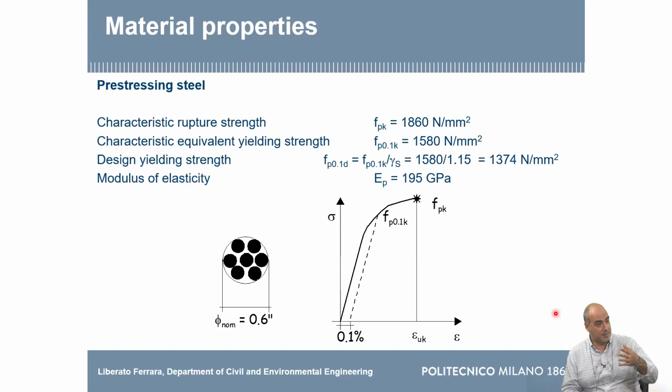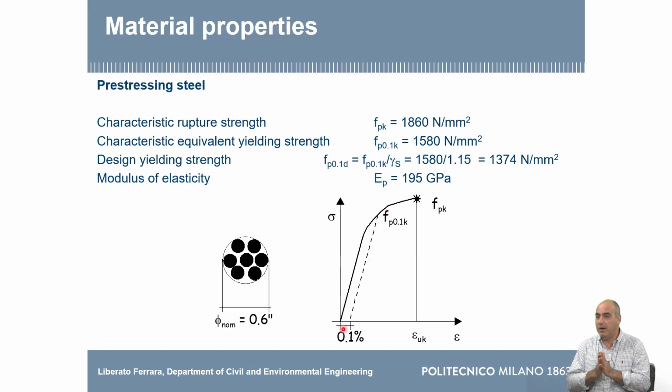This is much higher. But what is the effect of the thermal treatment? You see, this is a typical curve of a tendon. The effect is that the yielding disappears. There is no clear yielding. So conventionally, we identify another strength limit that we call the equivalent yielding strength.